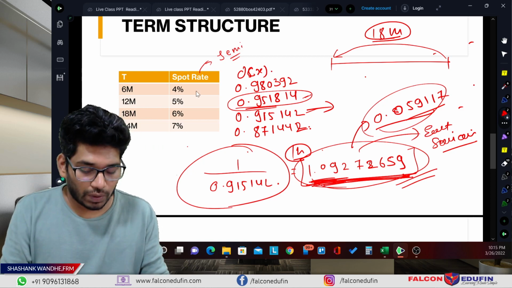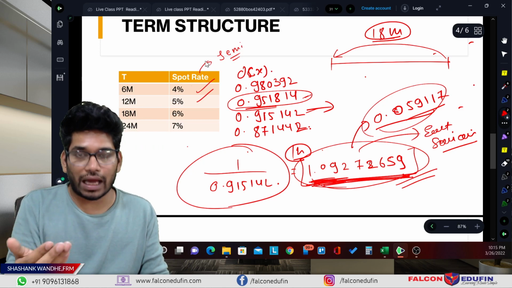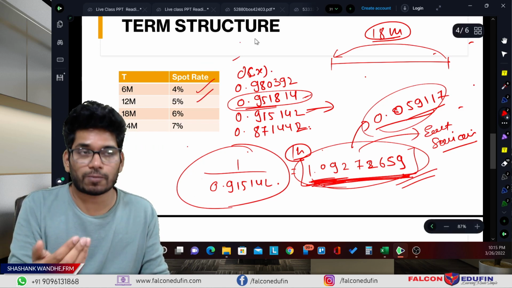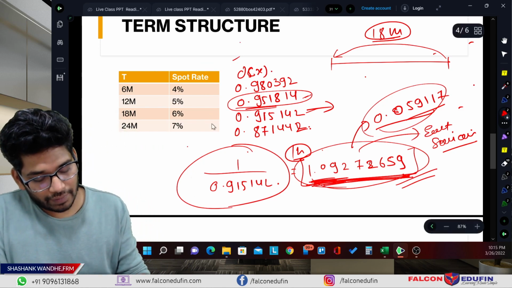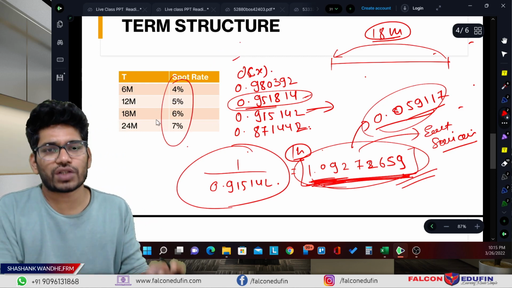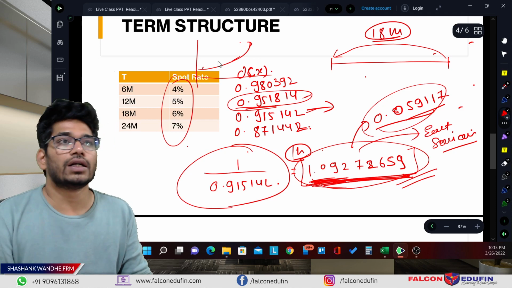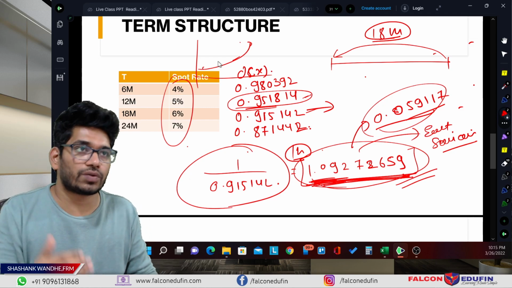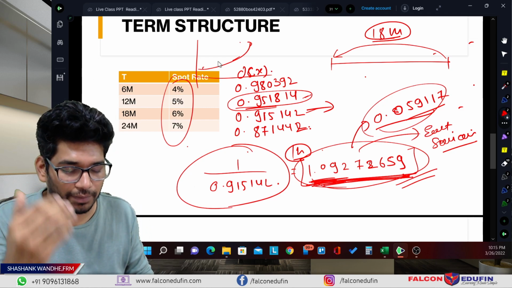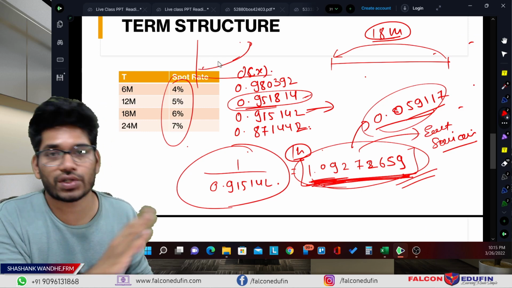The chances are you will need to calculate these spot rates. And the series of these spot rates becomes a term structure. This is an upward sloping term structure, like this, right? So this is about the bootstrapping of the interest rate term structure using the treasury bonds.